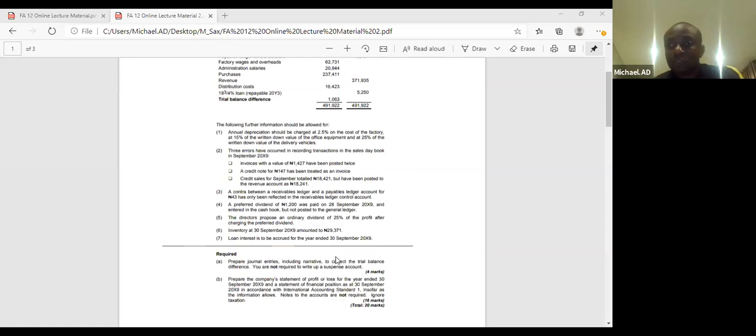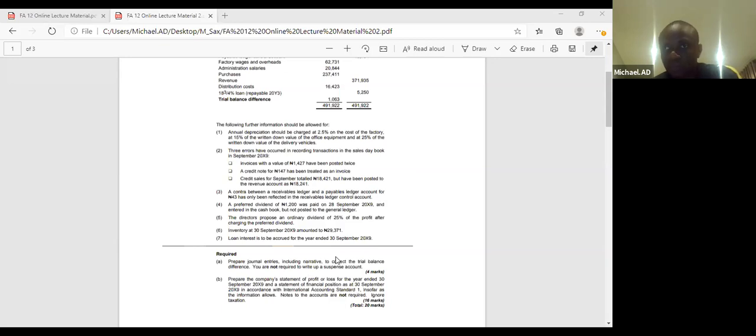A contra between the receivable ledger and the payable ledger account for 43 naira has only been reflected in the receivable ledger control account. So this is a one-sided entry. A contra simply means that what is in the receivables was supposed to occur in the payables ledger control account. It's actually netting off similar accounts against each other. So this amount was posted in the receivable account, but it wasn't reflected in the payables account.